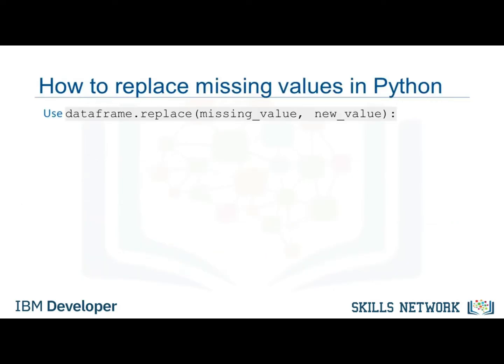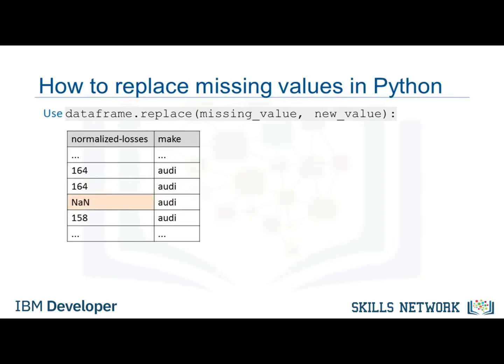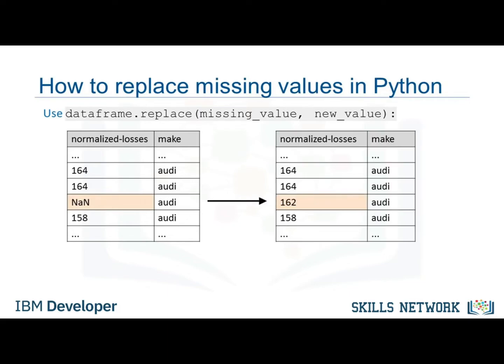To replace missing values like NaNs with actual values, the Pandas library has a built-in method called replace, which can be used to fill in the missing values with the newly calculated values. As an example, assume that we want to replace the missing values of the variable normalized losses by the mean value of the variable. Therefore, the missing value should be replaced by the average of the entries within that column.